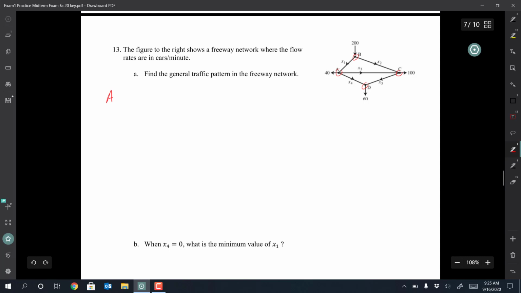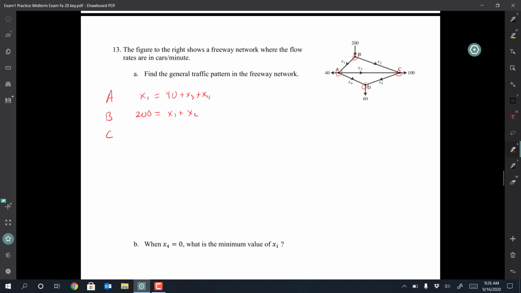So for node A, I simply see what's incoming and what's outgoing. It looks like what's incoming to node A is x1. And what's outgoing is 40, x3, and x4. So x1 must equal 40 plus x3 plus x4. Then I look to node B. At node B, I have 200 coming in, and that should be equal to what's going out, which is x1 plus x2.